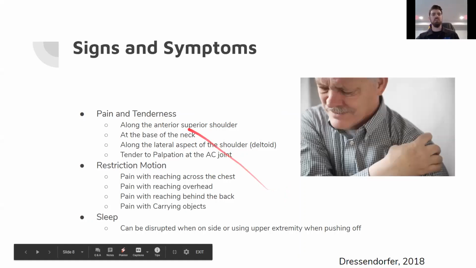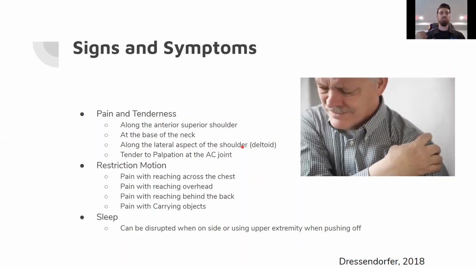So signs and symptoms. Pain and tenderness, that's going to be along the anterior and superior, to the front and the top of the shoulders. You could have pain at the base of the neck, whether that be more laterally or also anteriorly, because where the clavicle and the sternum meet, the SC joint, that injury could affect the SC joint as well. So that definitely needs to be looked at if you're going to physical therapy for it.